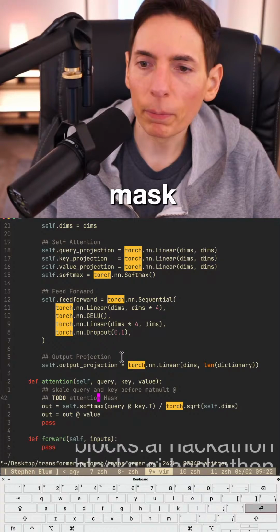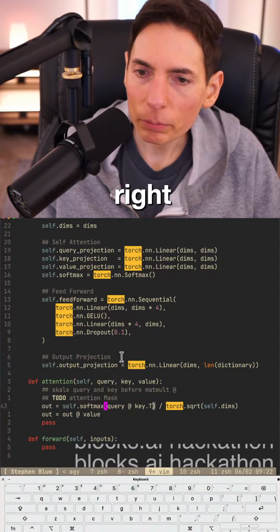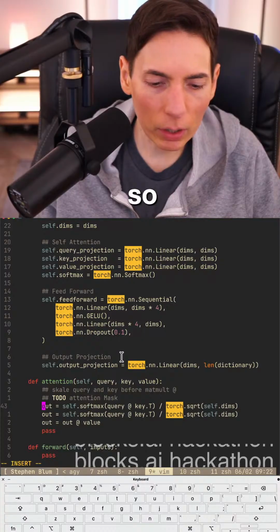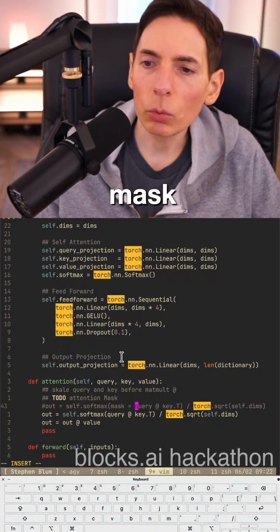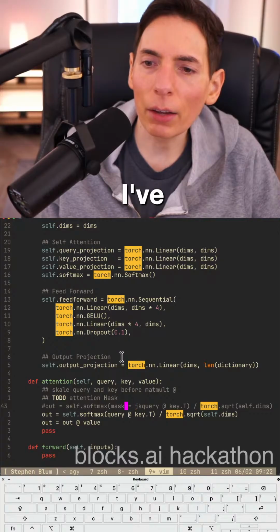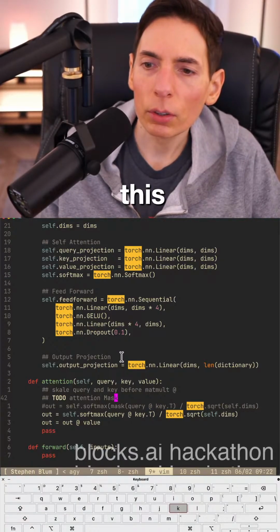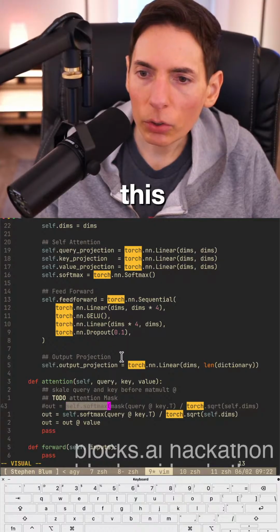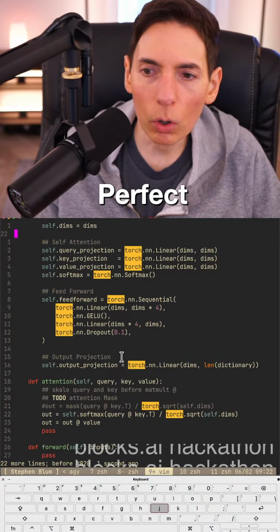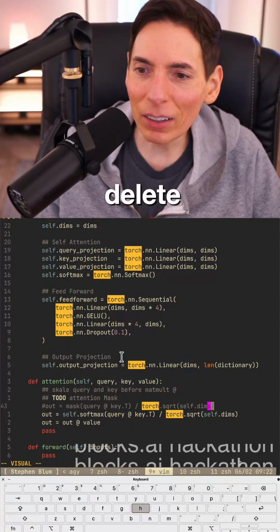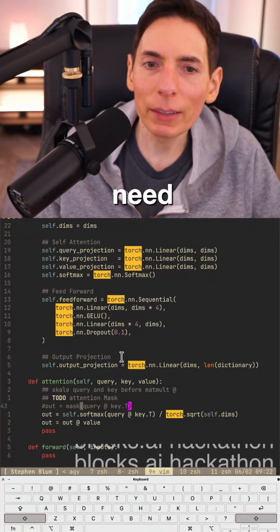Attention mask. So we could have just like a pass-through mask here, right? Let me comment this out so that way I know here. So we're going to do a mask equals this. I've got an idea. Here we go. Let's do this. Out. We'll start with the mask. Perfect. Oop, whoa. I didn't mean to delete all that. There we go. Okay. So that's what we need. We need that right there.